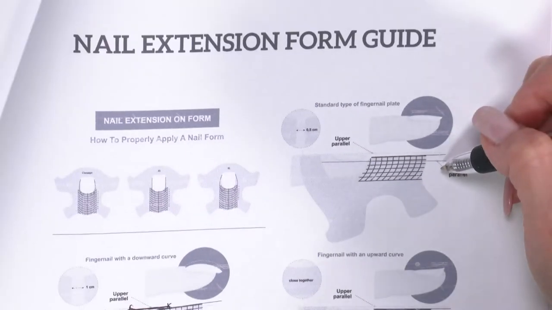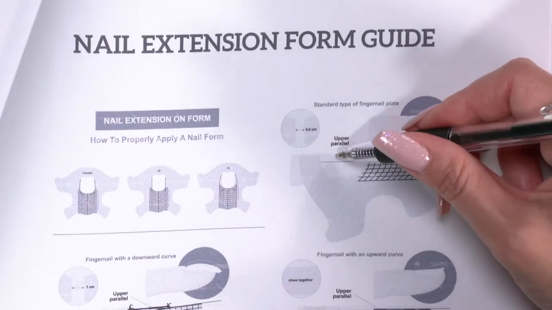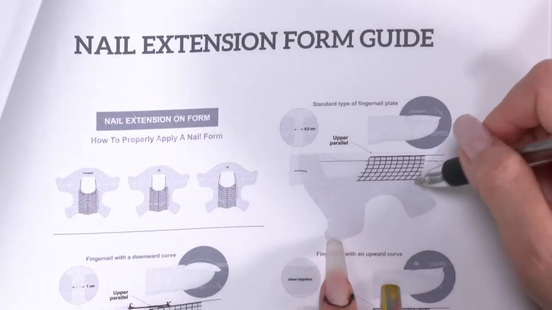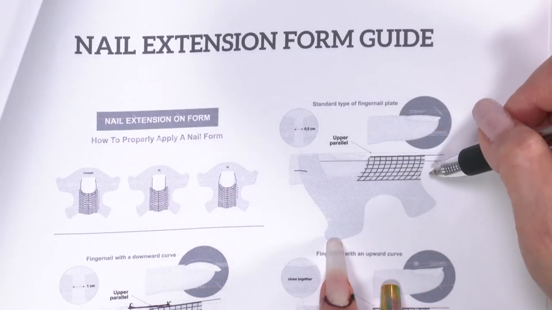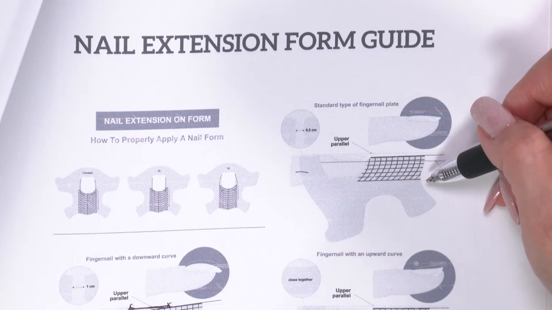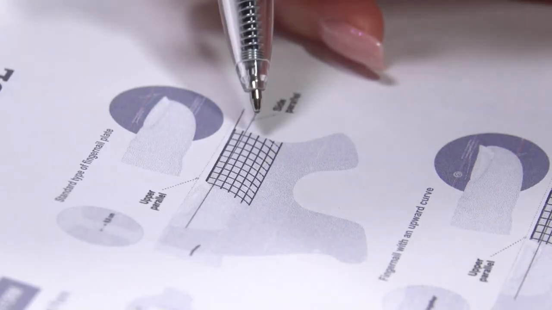This will be referenced later. For the standard nail, because it's naturally nice and straight on the balance line, you see the form doesn't curve up as much. So it all depends on your client's nails. This is where you learn to tailor and customize the shape to get the balance.